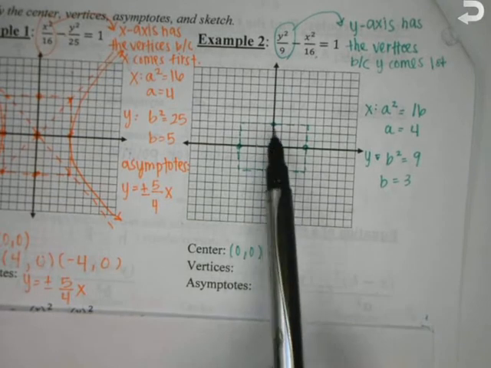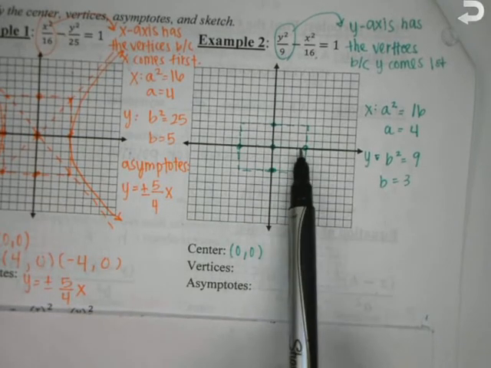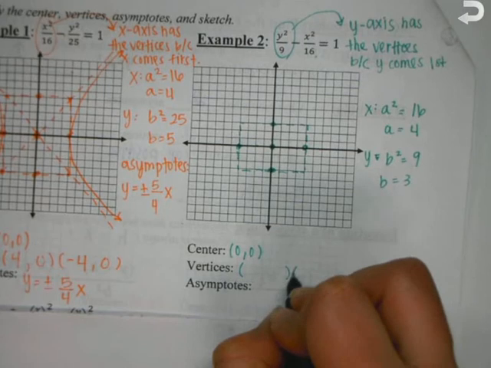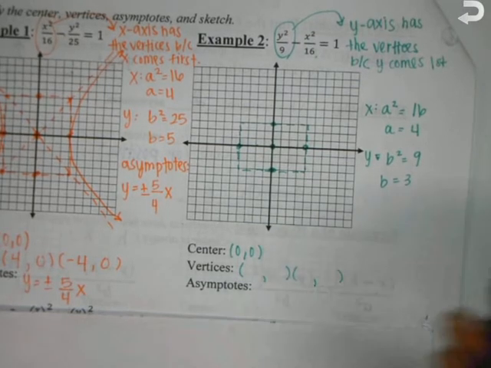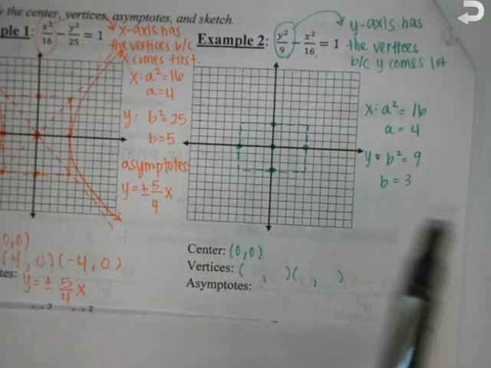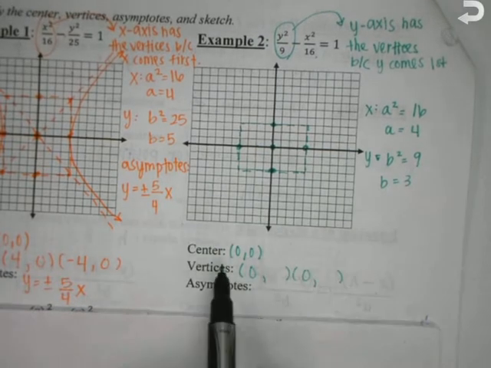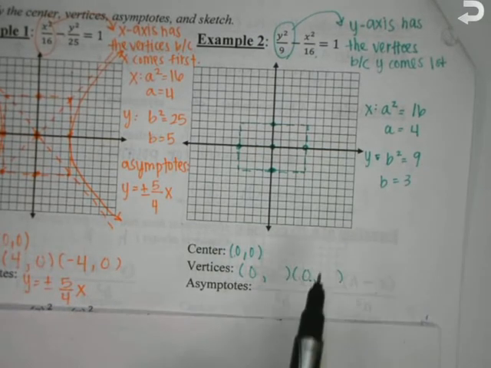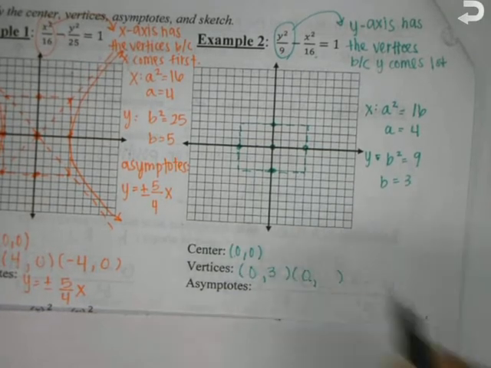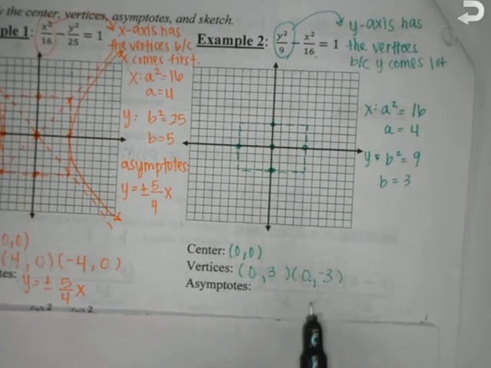If my vertices are on the y-axis, does the x-coordinate change? No, so they are 0, 0. I'm going to put them in right now. What's 0 plus 3? 3. What's 0 minus 3? Negative 3. Will it always be this way? No. It will not always be the same as B if your center is not 0, 0.